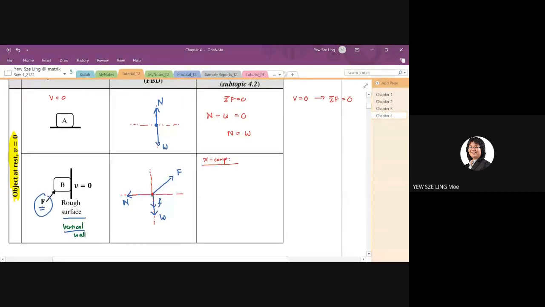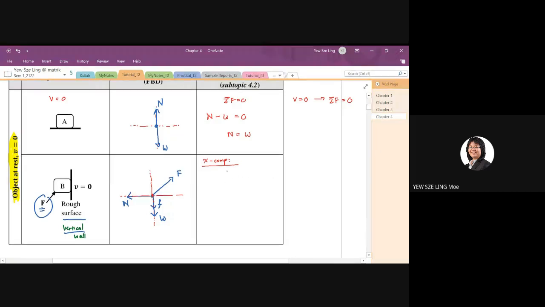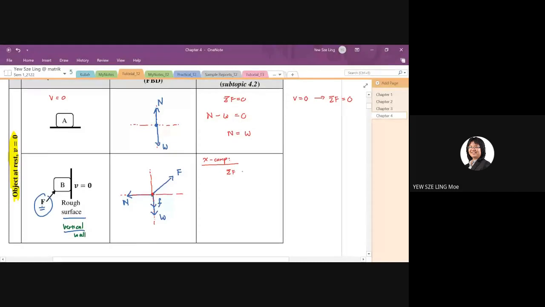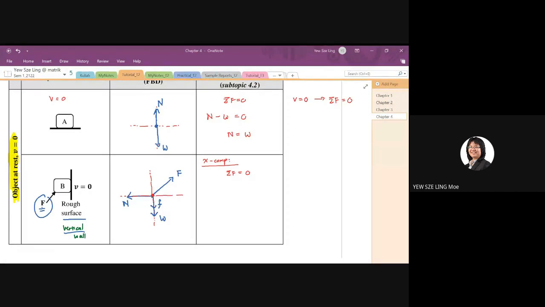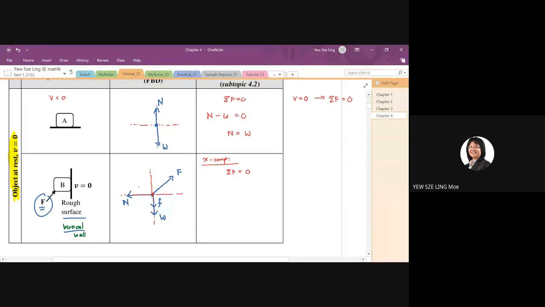Again, if you look at the statement on the left-hand side, the object is at rest. At rest, we are going to apply Newton's first law. So how many forces do we have in our free body diagram? We have 4 forces. How many of them lie on the x component? The answer is 2.